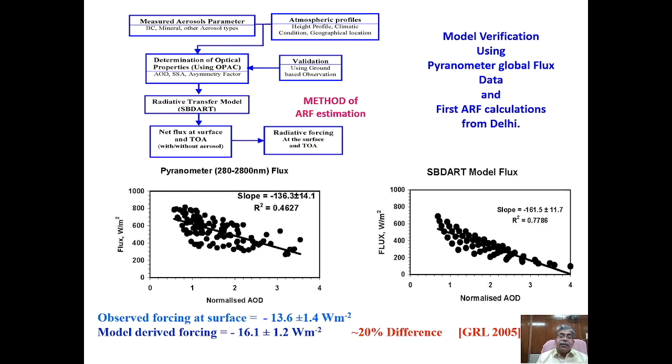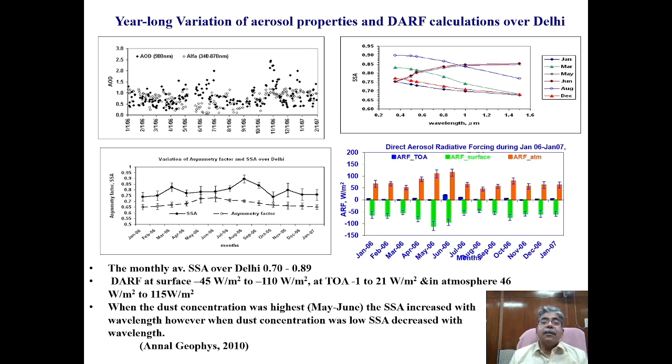So there is only a difference of about 15 to 20% between the model estimate and the observation, which is supposed to be very good as far as atmospheric science studies are concerned. So now there are various aerosol studies which have been done over Delhi and other parts of the country also.